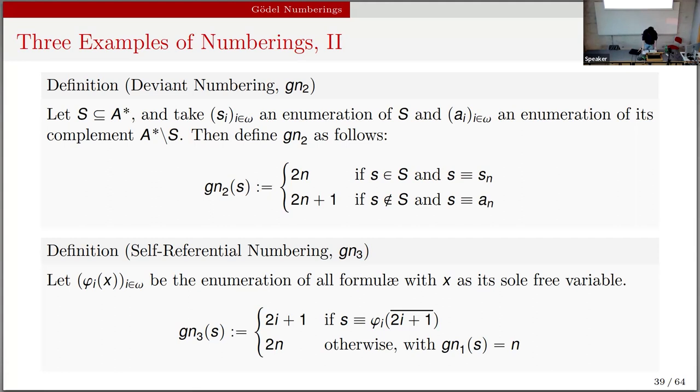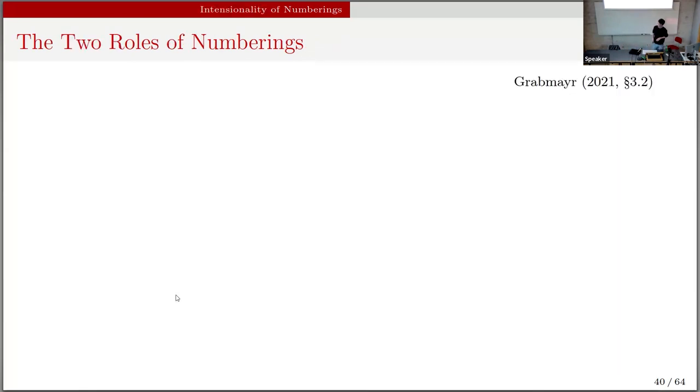So now that we have seen three different numberings, I want to talk about the role of the numbering and why exactly we are working with numberings. I'm basing this part on the paper by Grammeier, a very nice paper on the study of numberings. So in this paper, he distinguishes two main roles that any numbering must have.